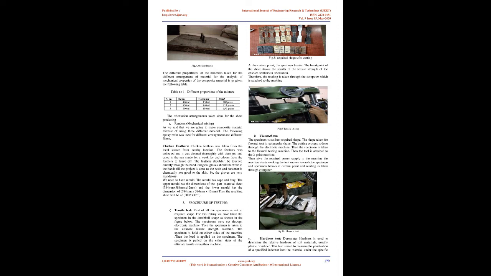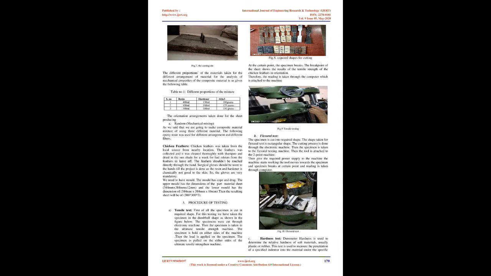2. Methodology. To make our comparative analysis, we took three different proportions of the materials with the feathers in a random arrangement, and three different epoxy resin and hardener mixtures for different arrangements of the feathers. The three different proportions taken for the analysis of mechanical properties of the composite material are: A. Chicken feathers. B. Nano-metallic particles of aluminium oxide. C. Resin and hardener. The different proportions of the materials taken for the different arrangements for the analysis of mechanical properties of the composite material are given in the following table.